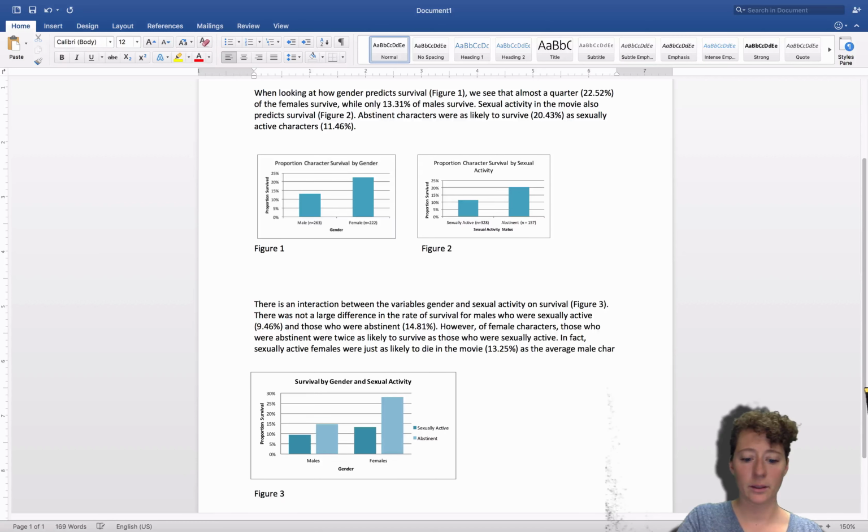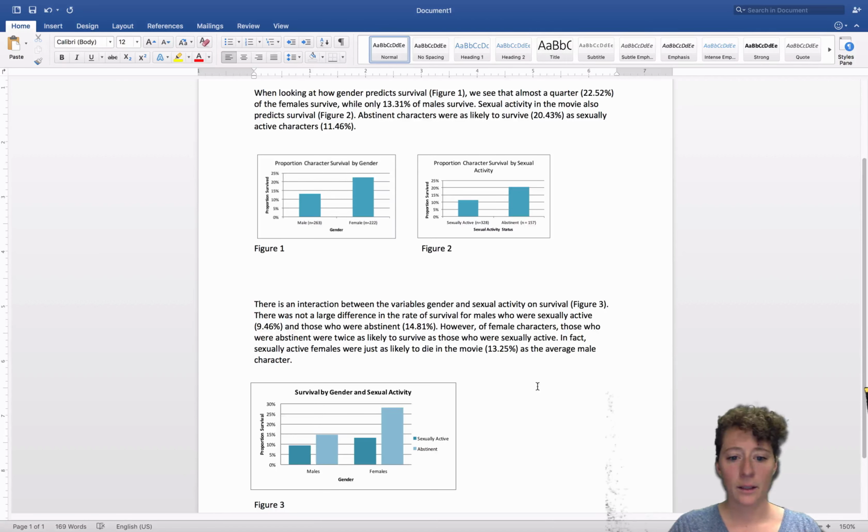Make that clearer. One thing to notice, I'm not just saying males are the same. Females are twice as much. That's not really helping the reader. You want to make it very clear what we're talking about. A large difference in what? Difference in how many there were, how many died, in the rate of survival. And we always want to include what it is that we're interpreting, to survive. They were just as likely to die.